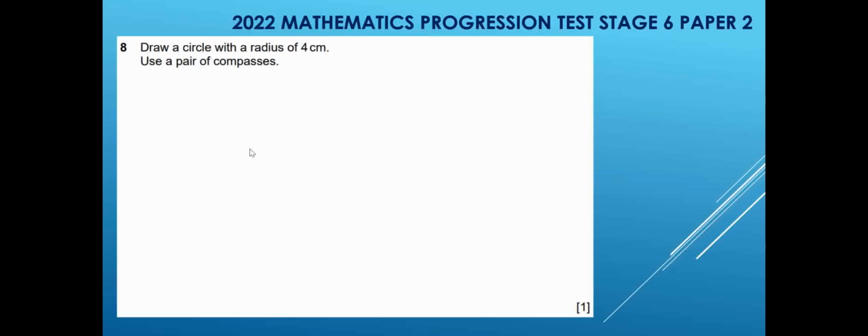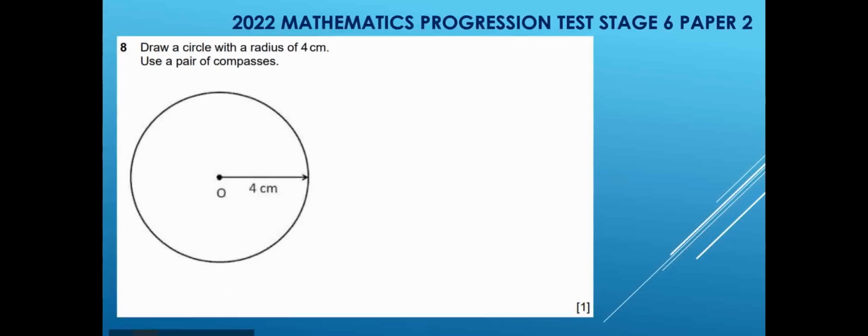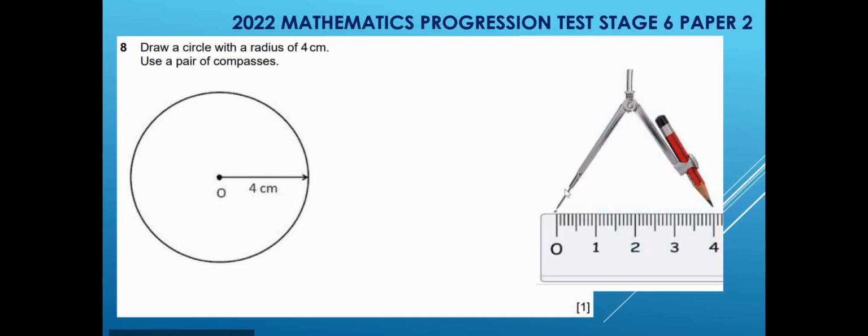Alright, let's reveal the answer. So this is the circle, 4 cm. Here's how it works. We use compass and ruler, measure 4 cm and draw that circle. Easy, right? Okay, next number.